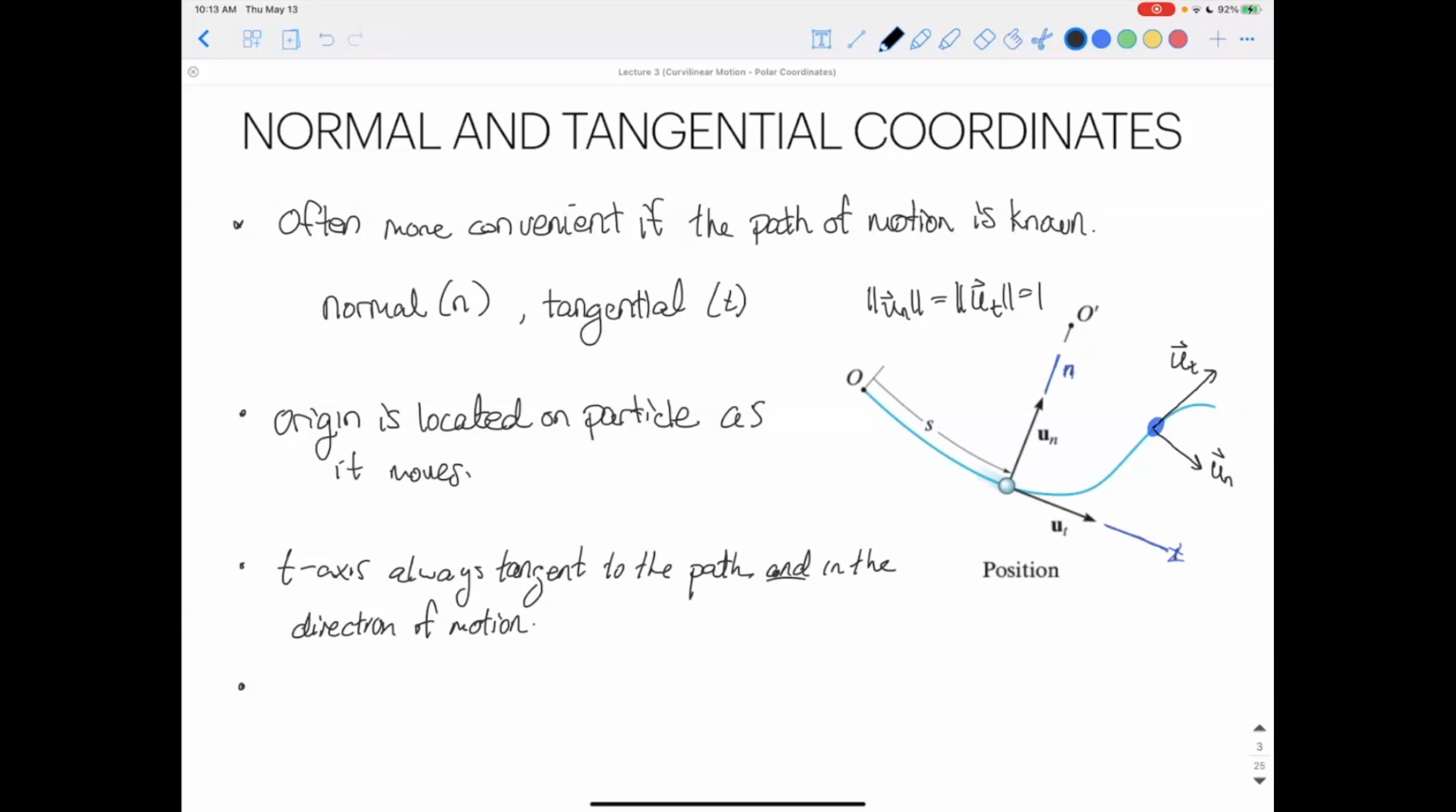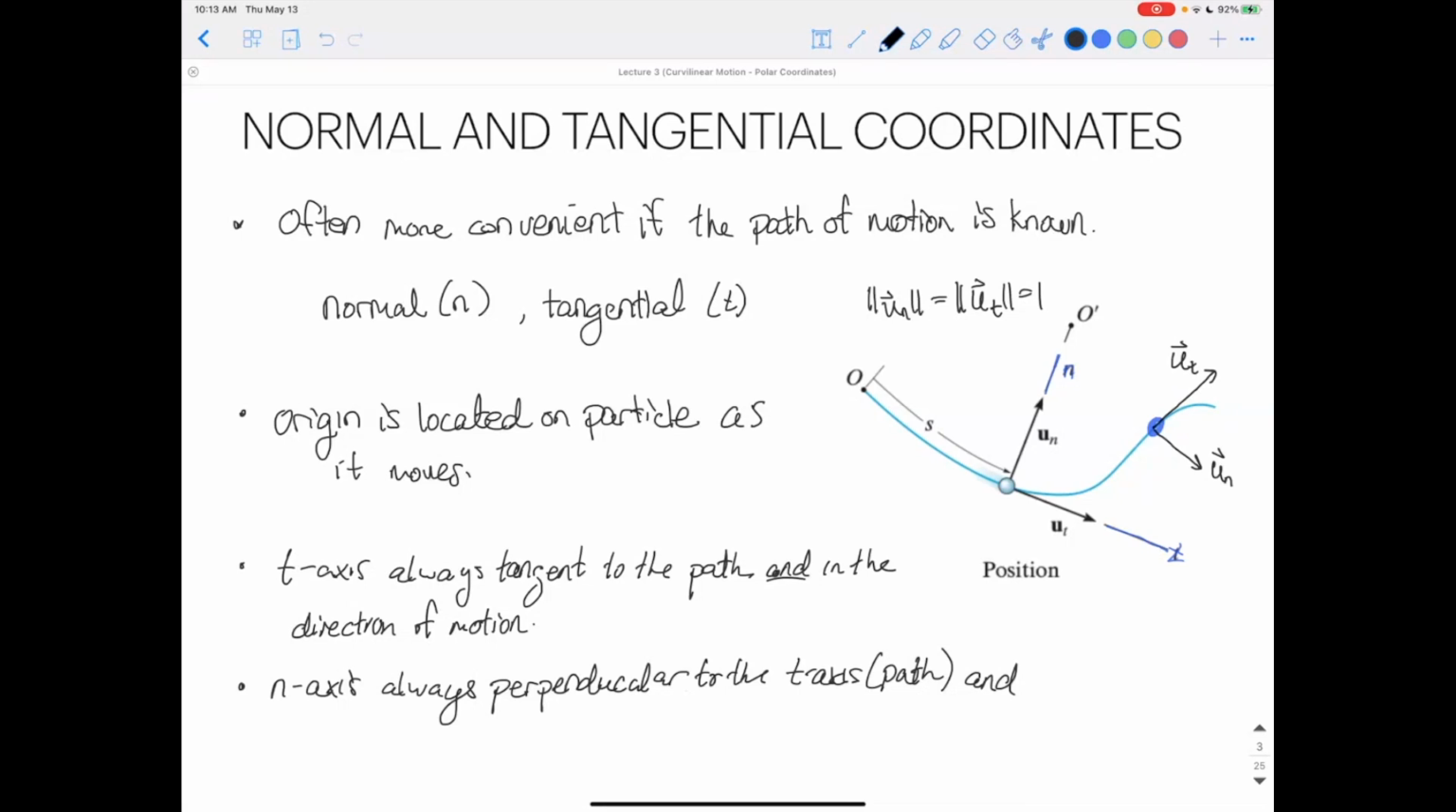And then lastly, the n-axis, like we just covered, is perpendicular or normal to the t-axis, or the path. And its positive direction is always towards the center of curvature of the curve.